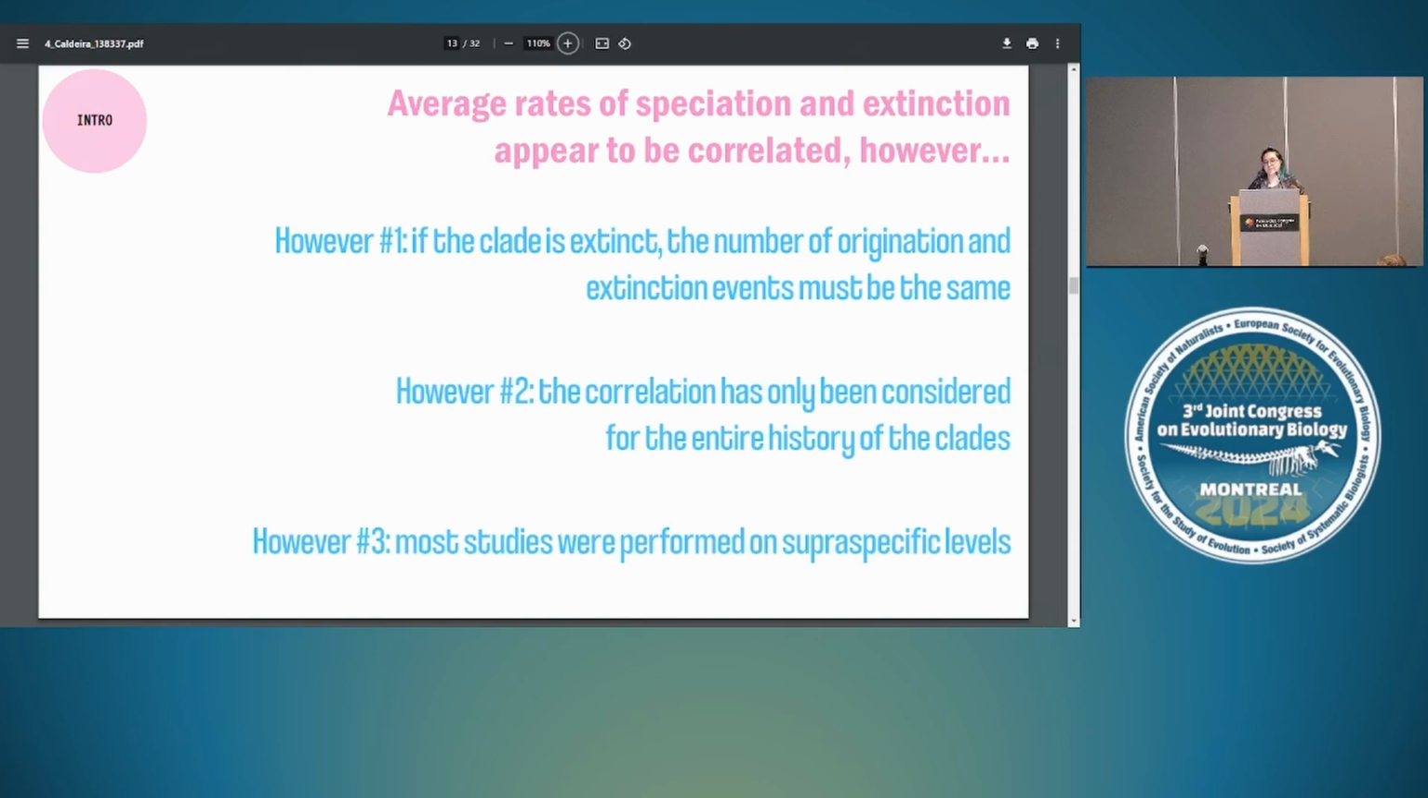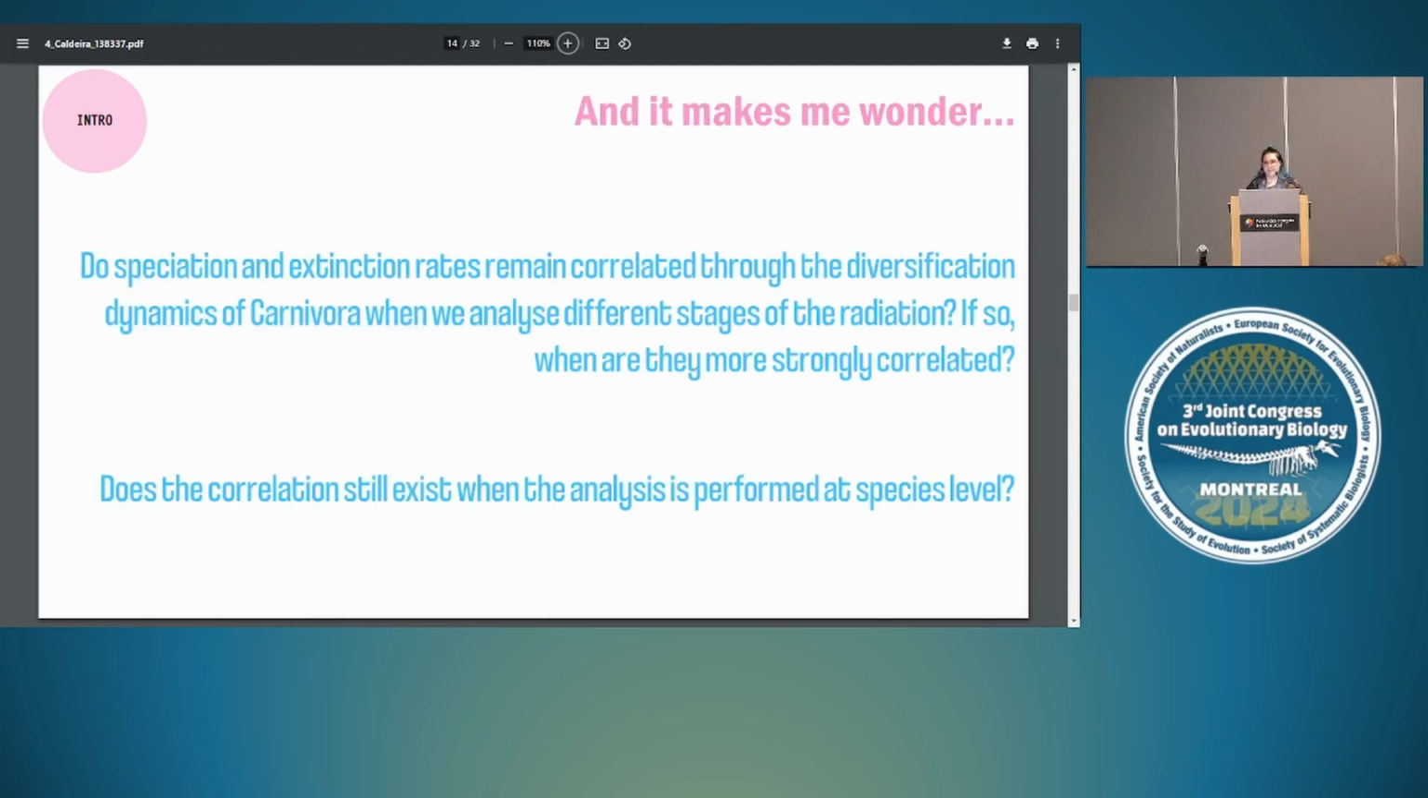Another caveat is that most studies were performed on super-specific levels. I showed you a study on orders. And we don't know if that's a good proxy for what happens at the species level. So as Led Zeppelin would say, it makes me wonder whether speciation and extinction rates remain correlated throughout the diversification dynamics of carnivorous mammals when we analyze different stages of the diversification dynamic. And if that happens, in which of those phases are the speciation and extinction rates more strongly correlated? Another thing that I wonder is, does this correlation still exist when the analysis is performed at the species level?